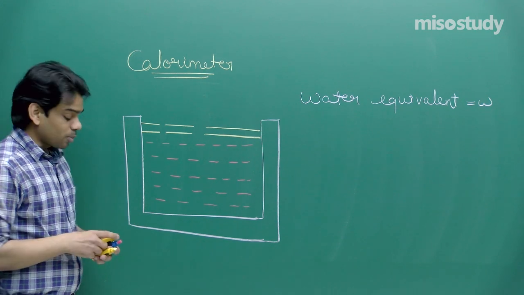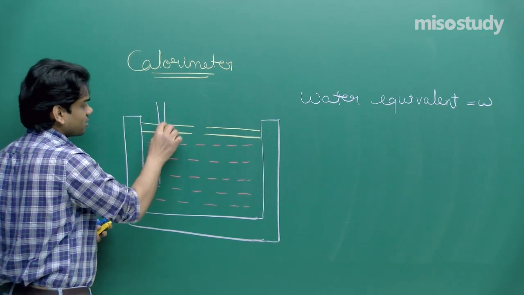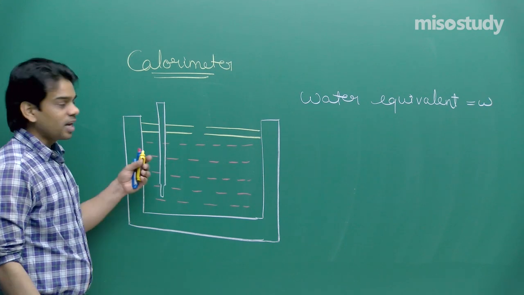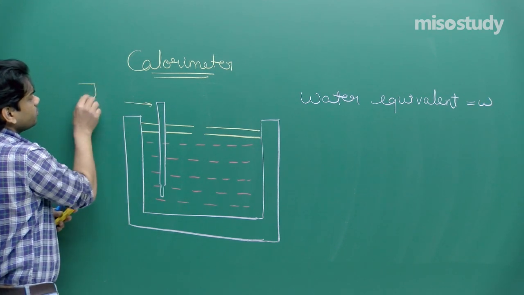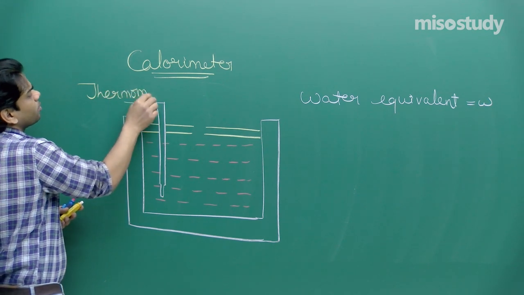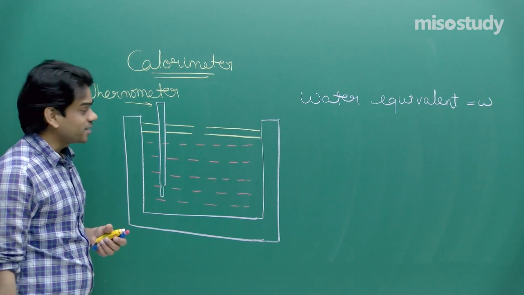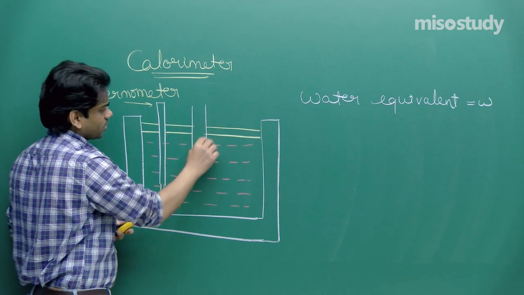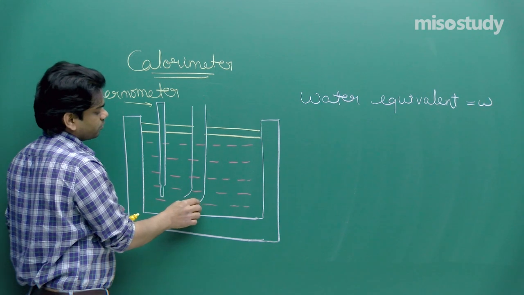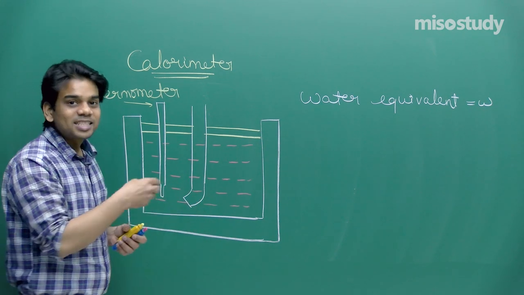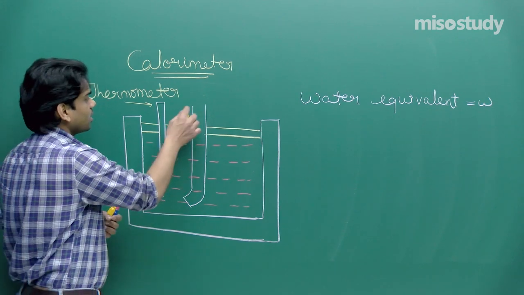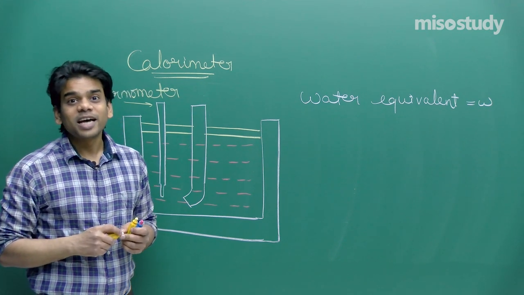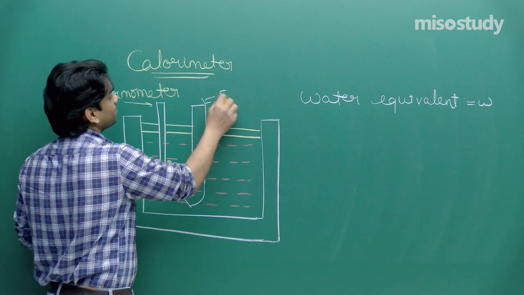Now, there will be a thermometer which you have to place so that you can record the temperature of the substance. Here, I have placed a thermometer within this calorimeter. The function of the thermometer is to tell you the temperature. Then we should also place a stirrer. This is a stirrer which will be used to stir the entire amount of water, so that uniformity in temperature is maintained within the entire volume of water.